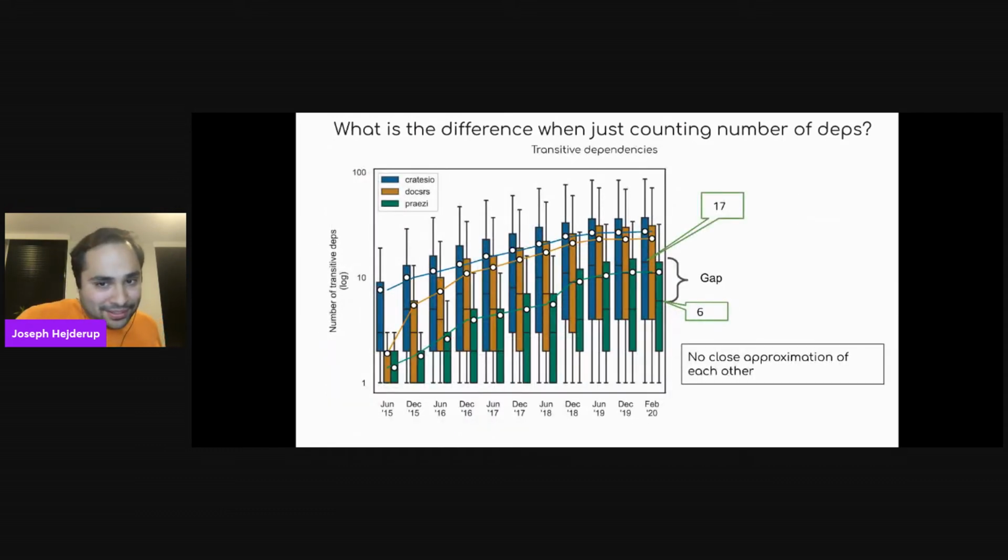When we go to transitive dependencies, the situation is much more different. Here I find that when I compare these three different approaches, apart from Docs.rs and Crates.io, they're relatively comparable. But when I compare with the call graph based approach, the gap is quite wide. The median, for example, in Feb 2020 is 17 transitive dependencies, whereas in the case of the call graph, it's 6 of them.